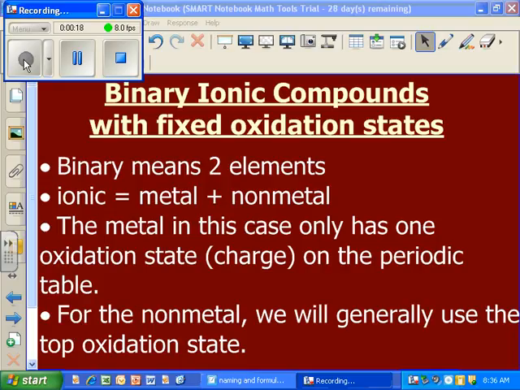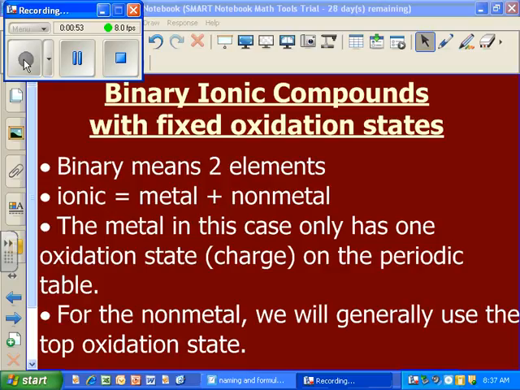And in this particular set of examples, we have a fixed oxidation state, which means the metal can only have one possible oxidation state, or one charge, on the periodic table. These are generally in groups 1 and 2. Those are your alkaline metals and your alkaline earth metals. The elements in the transition metal region typically have more than one oxidation state and will be treated in a later video clip.